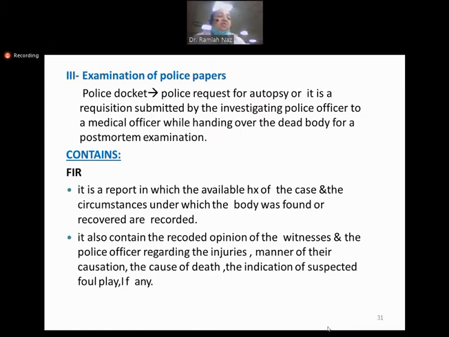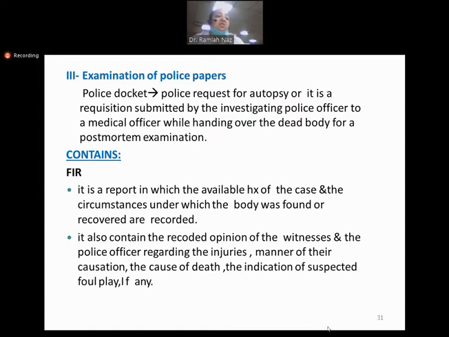The FIR, the first information report, is the report in which the available history of the case and the circumstances under which the body was found or recovered are recorded. In it you get to know everything, such as where they retrieved it from and in what condition the body was lying.